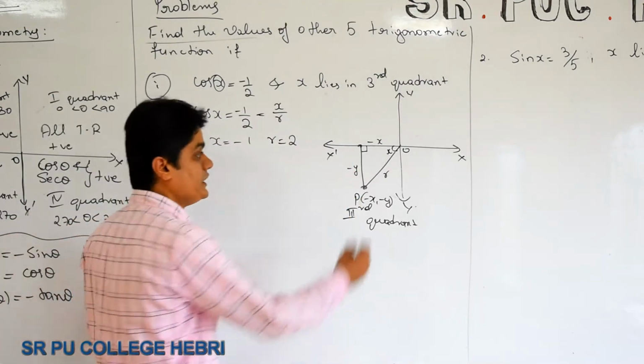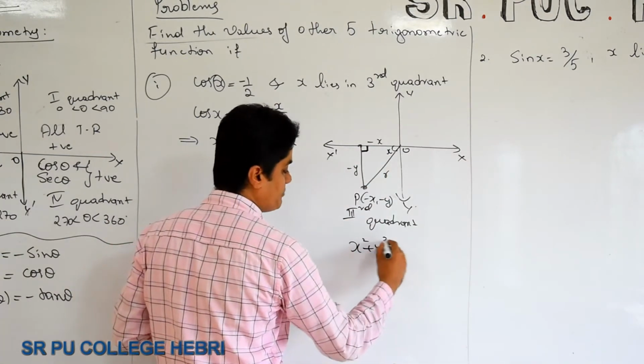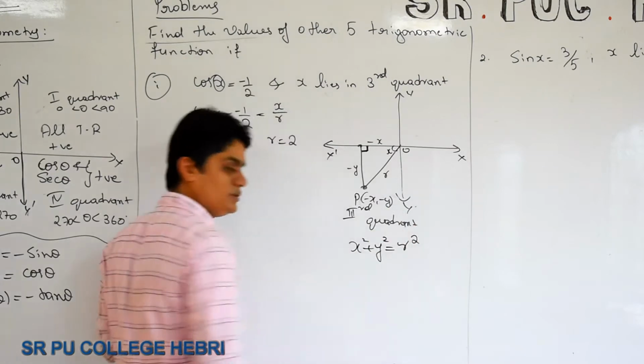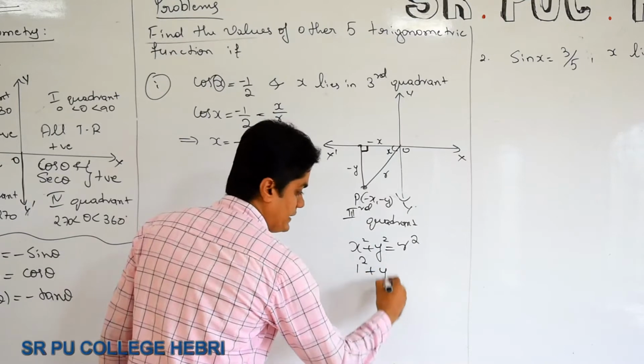How to find out y? This is a right angle triangle. So which formula we can use? The Pythagoras theorem. X square plus y square is equal to R square. So x is equal to minus 1. Y we have to find out.